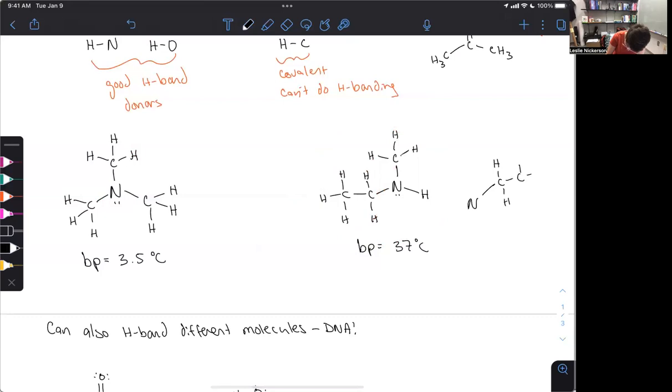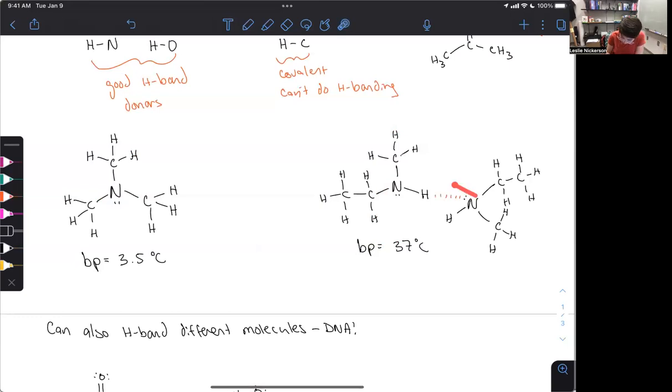Takes me a bit to draw it all out. This is why we have the skeletal structures and the shorthand and stuff, because otherwise it's an eternity long. I'm exaggerating there a bit, but you guys know what I mean.